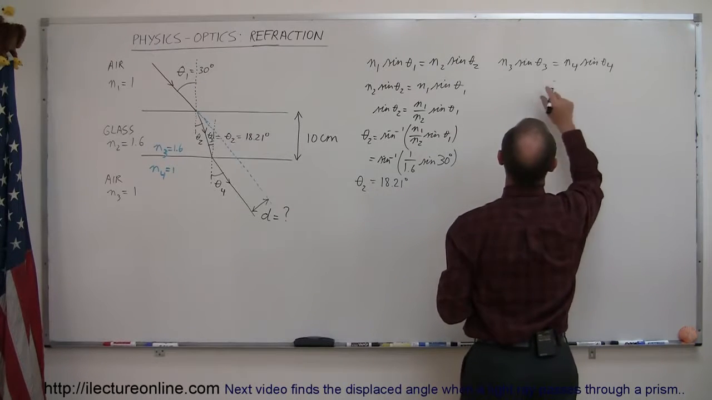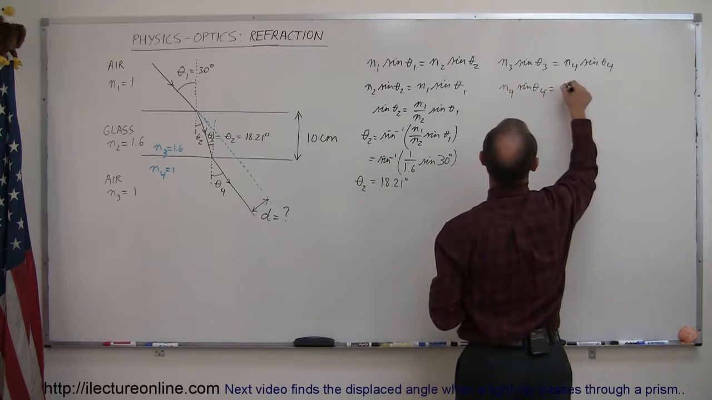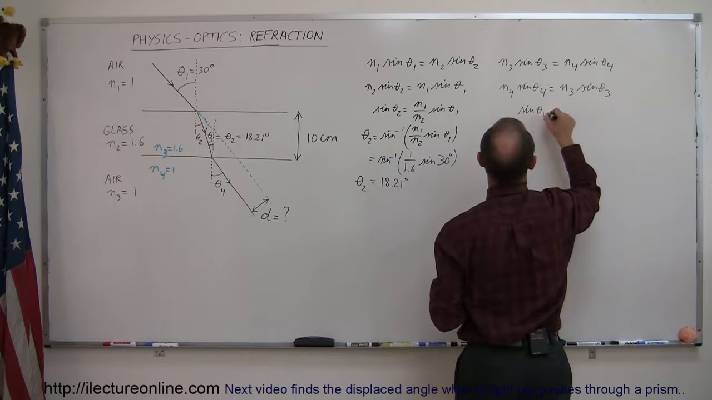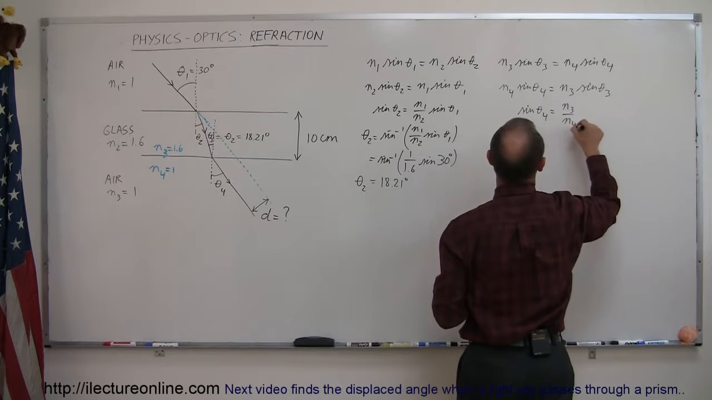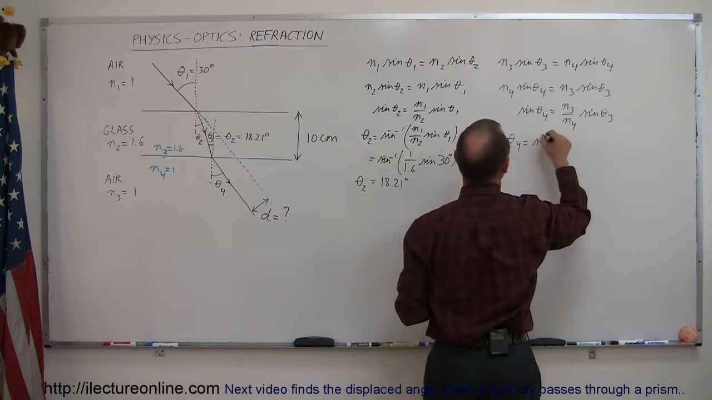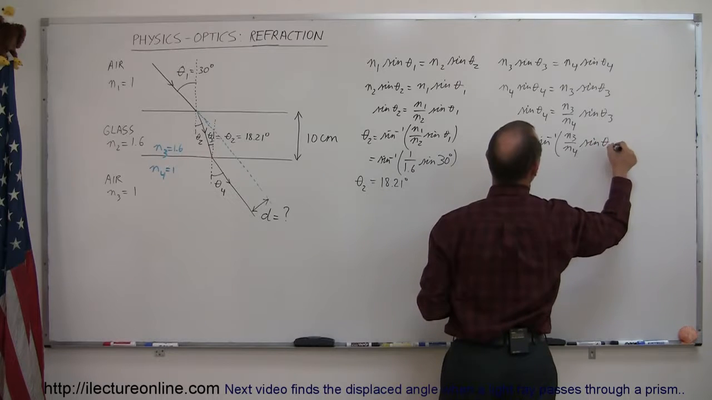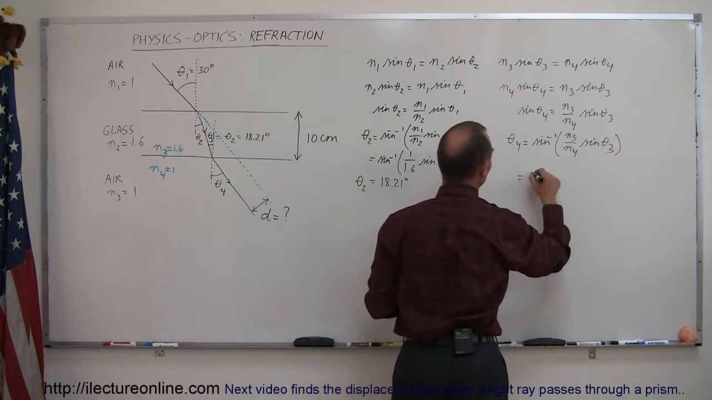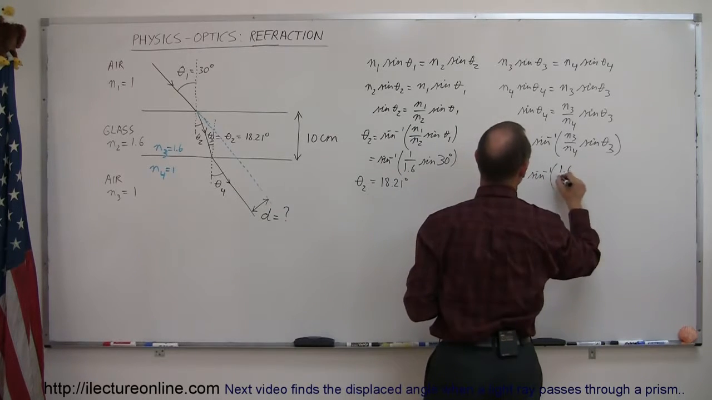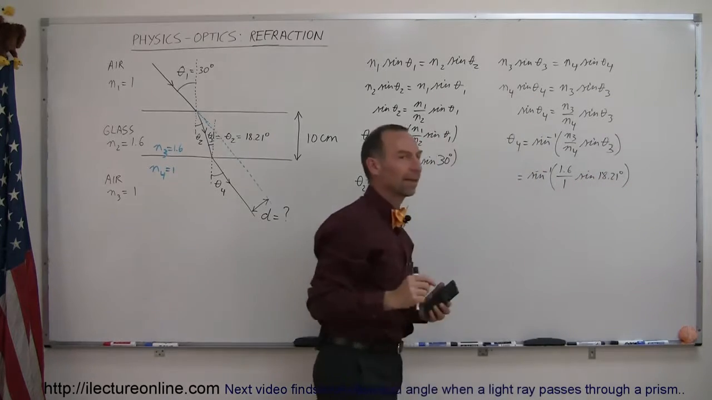Coming back over here, we're going to solve for sine of theta sub 4. So we have n4 sine theta sub 4 equals n3 sine of theta sub 3. So we have the sine of theta sub 4 equals n3 over n4 times sine of theta sub 3. And finally, theta sub 4 is equal to the arc sine of n3 over n4 times sine of theta sub 3. There we go. And plug in the numbers. That's equal to the arc sine of n3 is now 1.6, n4 is 1 times the sine of 18.21 degrees. Let's see what that is equal to.